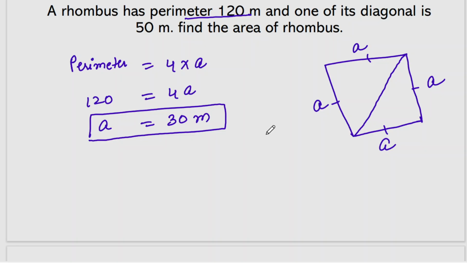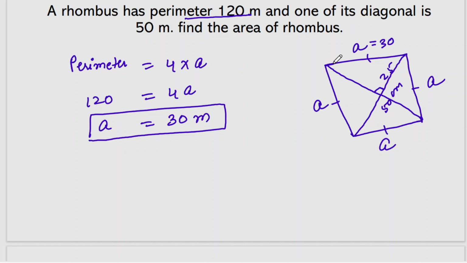Now, what is the property of diagonals of a rhombus? That means diagonals of the rhombus bisect each other at 90 degrees. So you can see I have got a triangle here, and bisect means if the whole is 50, I can say this is 25. Okay. Now this we have got as 30.